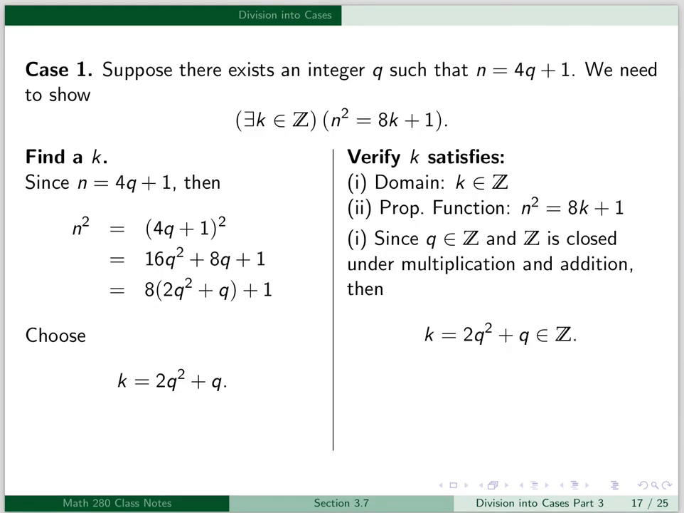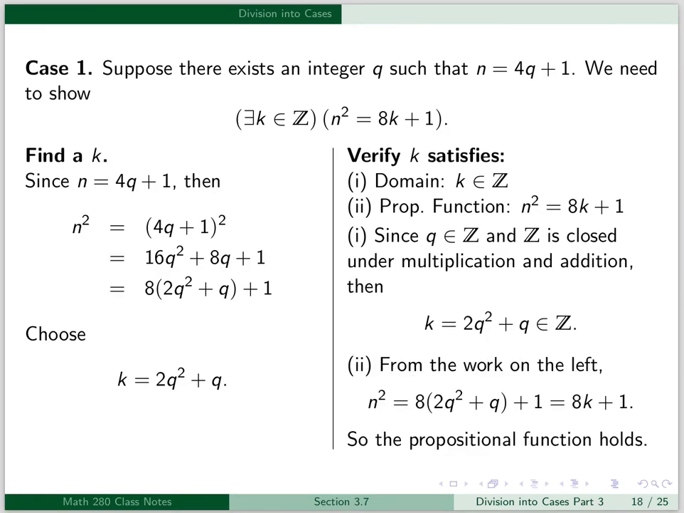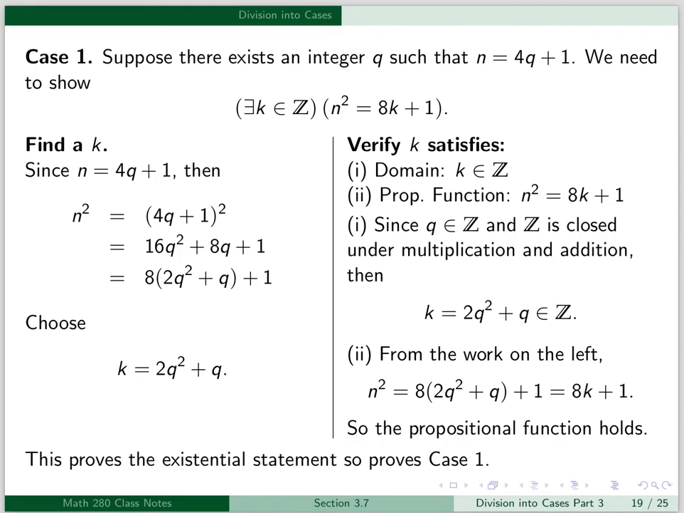Moving over to the right column, since q is in Z and Z is closed under multiplication and addition, then k equal 2q squared plus q is in Z. So this satisfies our domain. And from the work on the left, n squared is equal to 8 times the quantity 2q squared plus q plus 1, which is 8k plus 1, so the propositional function holds. This proves the existential statement, so it proves case 1.